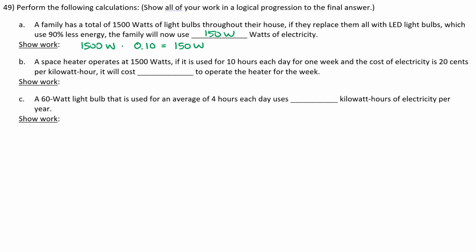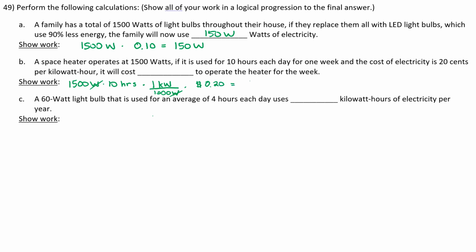Okay, B, a space heater operates at 1,500 watts if it used for 10 hours each day for 1 week, and the cost of electricity is 20 cents per kilowatt hour. It will cost blank to operate. So first I need to get the kilowatt hour unit. So I take 1,500 watts times the amount of hours used, which is 10 hours, and then I can multiply it by the 1 kilowatt per 1,000 watts. So that cancels out, and I am in kilowatt hours, and now I multiply it by 20 cents.